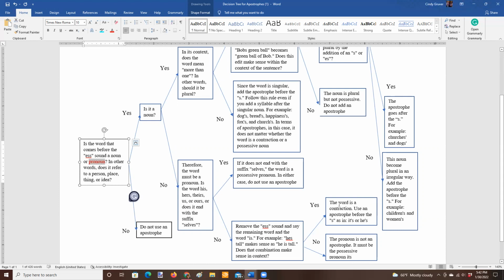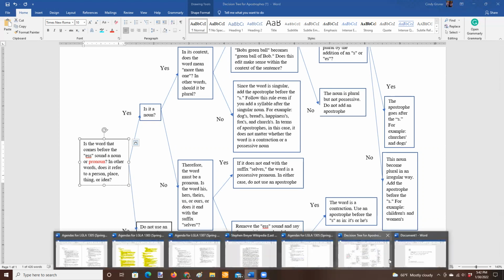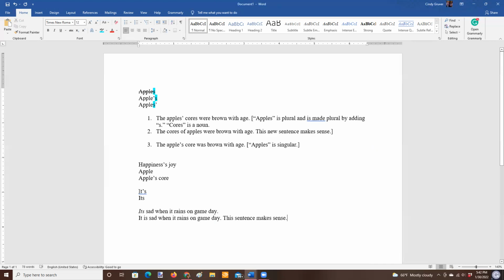So we're going to go to yes. The word is a contraction. Use the apostrophe before the S as in it's or he's. Okay, so we know what the correct answer is. This one is our correct answer. We're going to go back and put the apostrophe right there. It's sad when it rains on game day. Put this in parentheses because these were just our sentences to help us find the right answer.